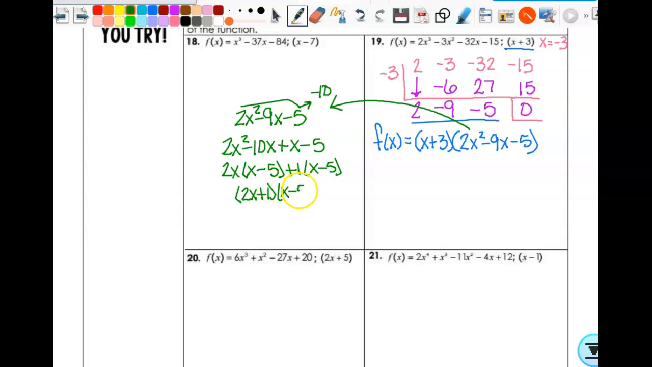And you should be able to do this on your own and not just copy mine down. That's the idea right here. That's why I wasn't talking you through it. If you cannot factor that, we've still got big problems. Okay?